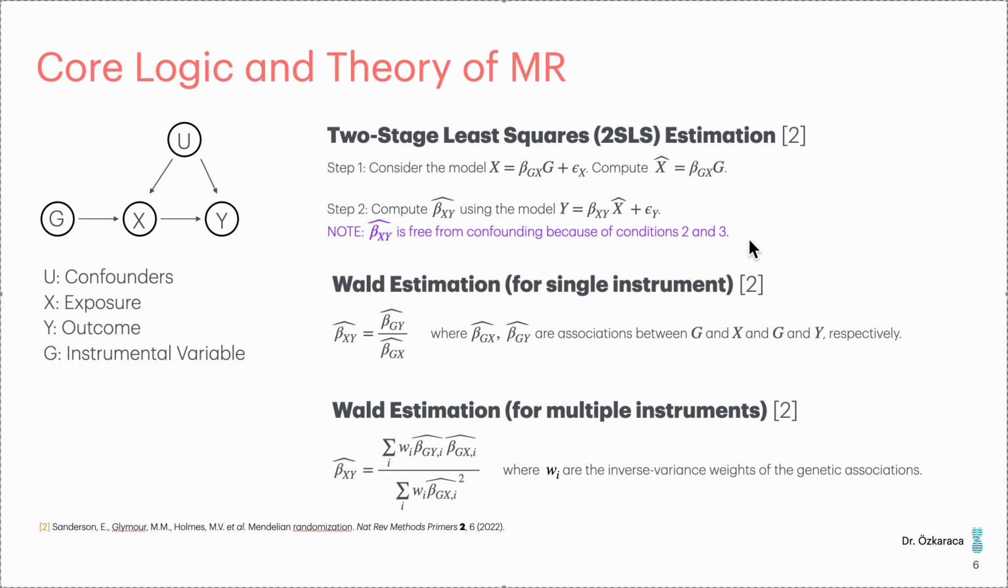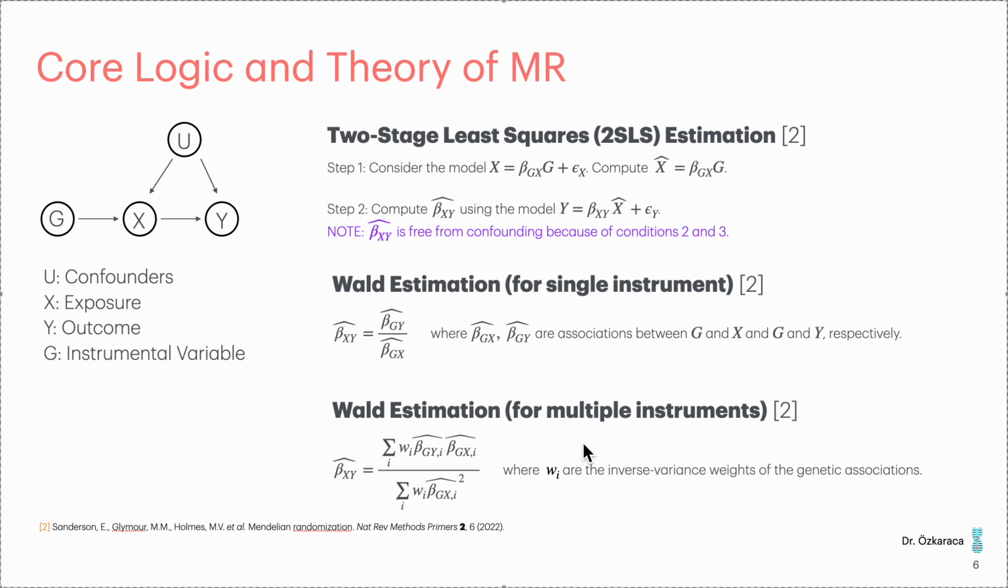Now, the second method is based on something called Wald estimation. The Wald estimation method directly calculates the causal effect of X on Y using the association between the genetic instrument G and X, and G and Y. So it looks into this fraction, this ratio. And this is particularly efficient because these associations are often pre-computed and available in GWAS summary statistic catalogs, making it super easy and super convenient to retrieve and analyze.